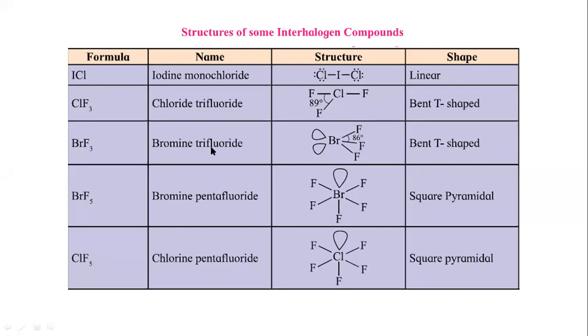Then this is bromine trifluoride. This is also a bent T-shaped structure. Bromine is there, and these are the three fluorines.